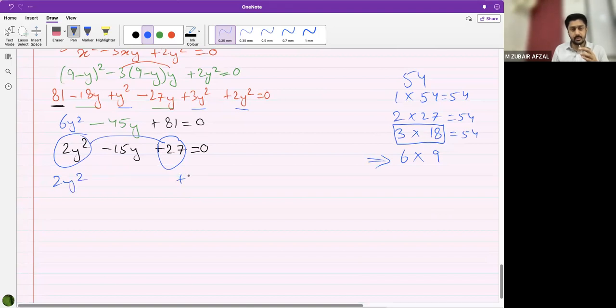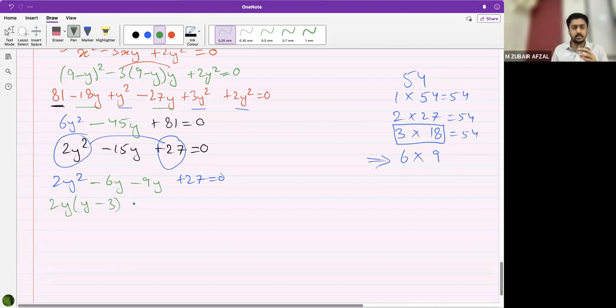2y square plus 27 equals to 0. First is 6y, the other is 9y. Adding these two, we get minus 15. Multiplying these two, we get positive 54. So taking out common 2y, I'm left with y minus 3.